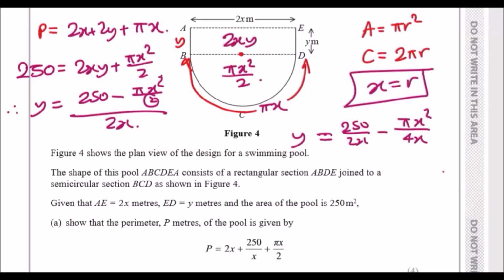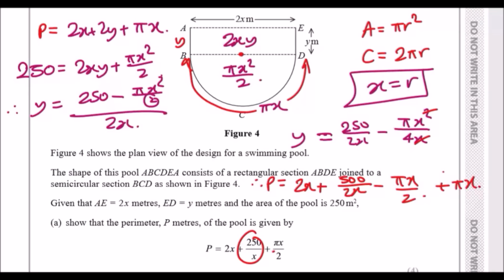Well, have a go at this and see what you get. So you get 2x plus 2 times all of these, so it'd be 500 over 2x minus pi x squared over 4x. Let's cancel 1x right now, so this disappears. Double this one, you get 2 pi x over 4, and cancel the 2's, you get pi x over 2. Easy. And then simplifying this down, 500 divided by 2 will give us 250 over x. I think we've done it. Oh, we haven't done it yet. We also need to add plus pi x. And when you do that, this becomes a positive plus pi x over 2.